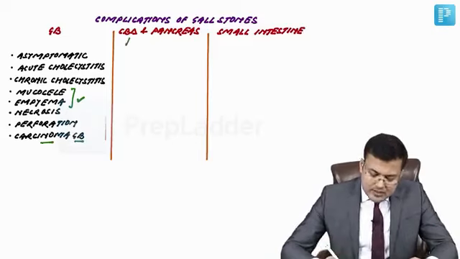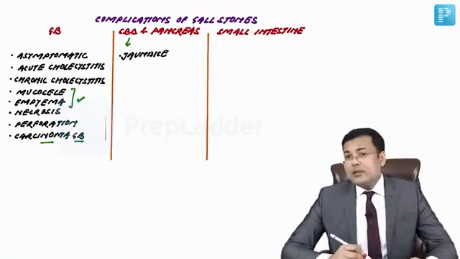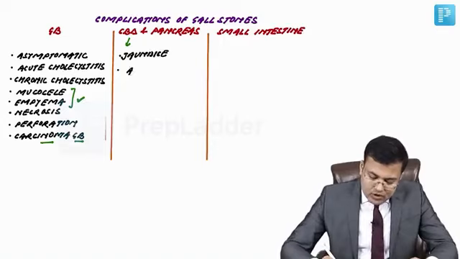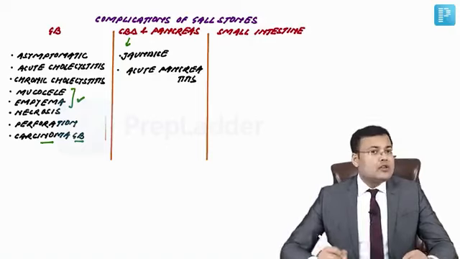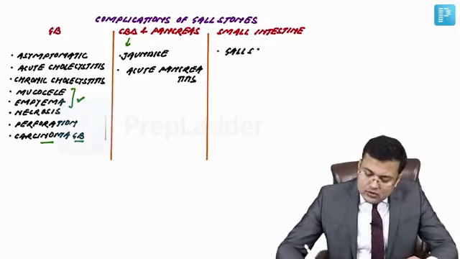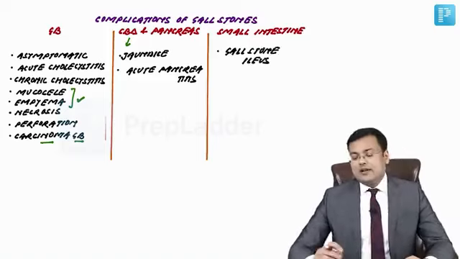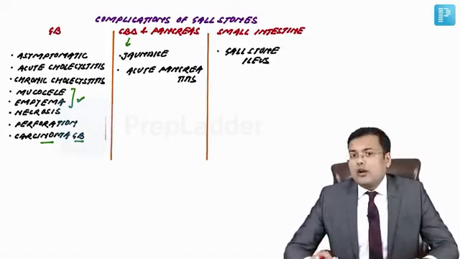What is the problem in CBD? In CBD, it can lead to jaundice. And what's the problem in pancreas? It can lead to gallstone induced acute pancreatitis. What is the complication in small intestine? It can lead to gallstone ileus. This is gallstone ileus. So these are the complications of gallstone in relation to the organs.